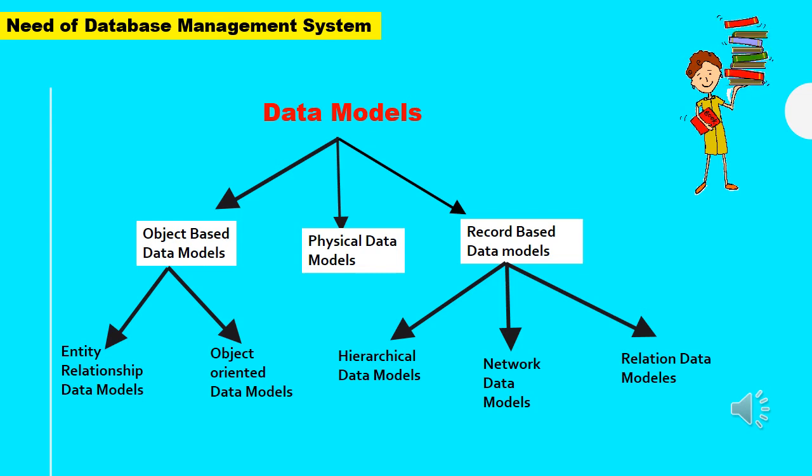So object based logical model is, it describes data at the conceptual and view levels. Like we have discussed in the previous slides, what is conceptual? So record based logical models specifies the logical structure of the database with records, fields and attributes. And physical data models describe the data at a lower level of abstraction.